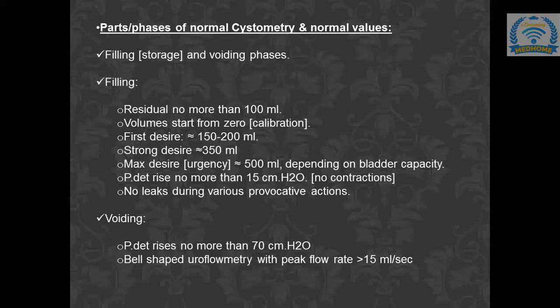In the filling phase, the pressure of the detrusor muscle should be less than 15 centimeter of water, and there should be no leaks during the filling phase. Now, when we talk about the voiding phase, the curve of the flowmetry will be bell-shaped, and the peak flow rate will be more than 15 ml per second, and the pressure of the detrusor muscle will be less than 70 centimeter of water.